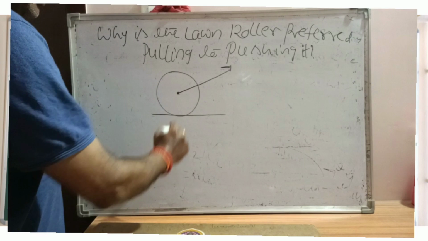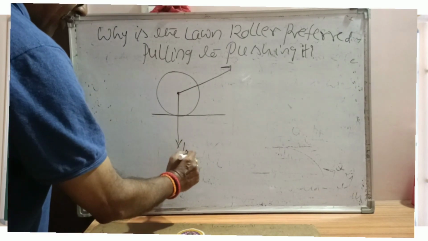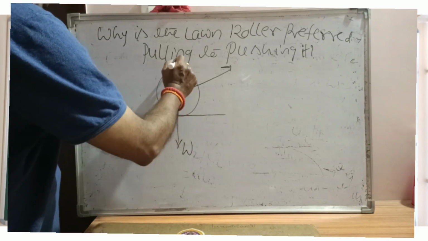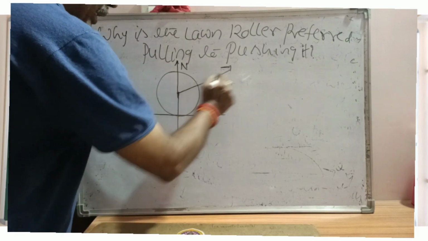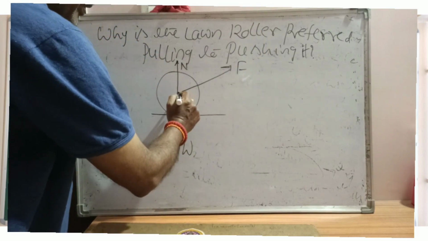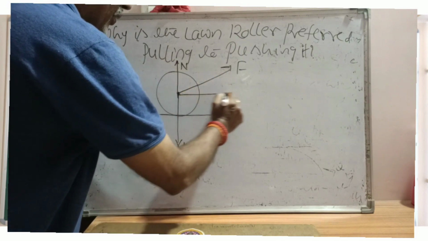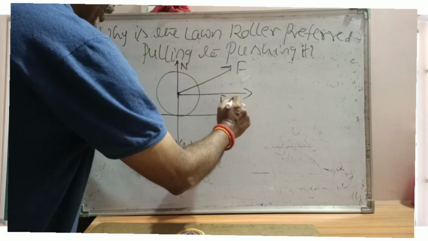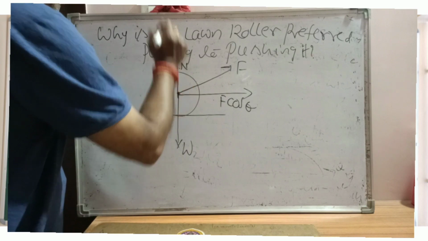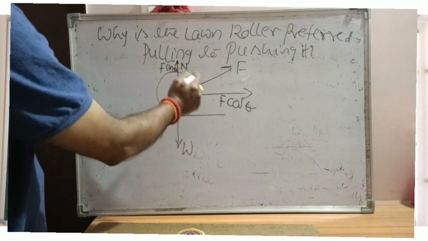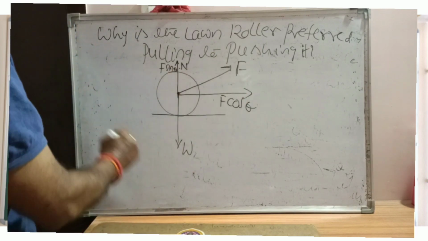what are the forces acting on this lawn roller here? Weight of the roller acting in the downward direction. Normal reaction, N is acting in the upward direction. Here this is the direction along which the force is applied with an angle. Therefore this force vector can be resolved into two components. F cos theta, horizontal component of force. F sin theta, vertical component of force. Therefore this is the situation of the lawn roller when it is pulled by a certain amount of force F.